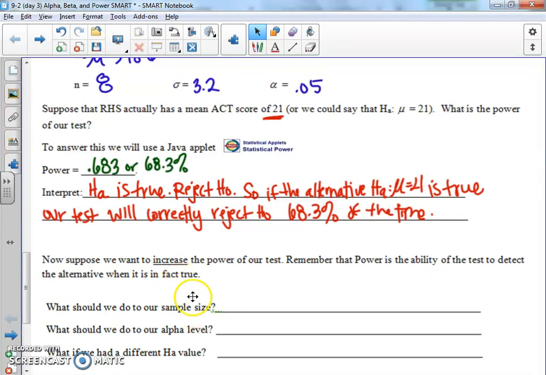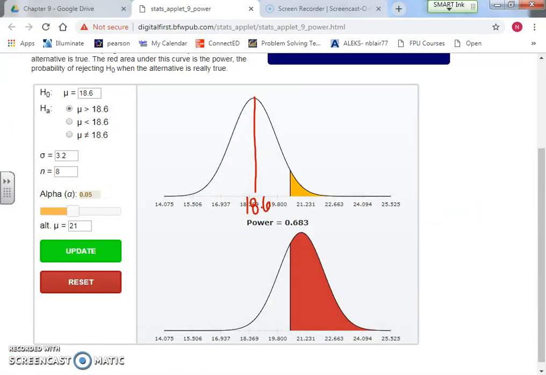So what is something we could do to the sample size? Well, I've talked about the sample size before. It's always the higher the sample size, the better. So right now we have a sample size of 8. Okay, let me erase kind of what's on here. Let's raise that to like 20, for instance. Okay? If we raise that to 20, take a look at what happens to our power.